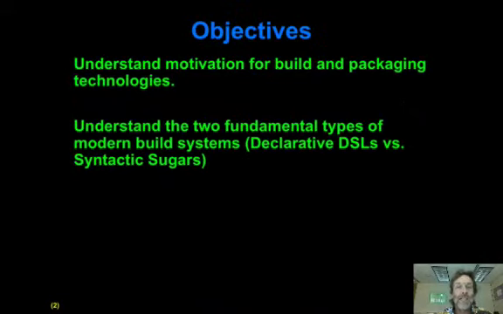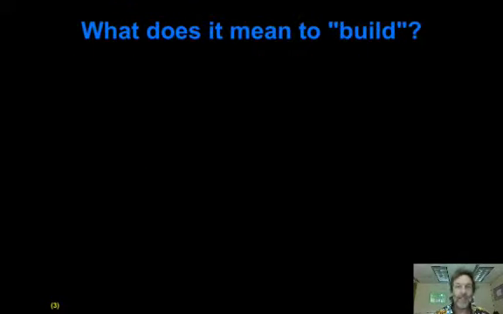So what we want to do today is basically just two quick things. One is understand why we want to use build and packaging technologies. I'm going to give you an overview of a half dozen or so of the modern build tools that are out there, and then introduce this notion from this reading that I came across about the fundamentally different types of modern build systems. And I'm going to talk about them as being declarative, domain-specific languages versus syntactic sugars. So we'll see more about that in a minute.